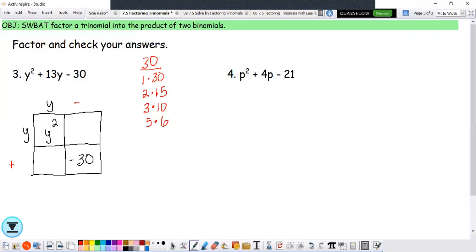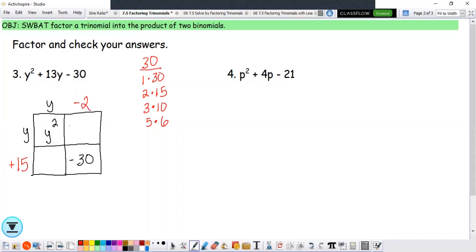Yeah, 3 plus 10 does give me 13, but remember, we need one of them to be negative and one of them to be positive, since the 30 here is negative. If we use 3 and 10 and they're both positive, we won't get a negative 30. So we need to go with the 2 and the 15. Now keep in mind, we want a positive 13. So I believe we want a positive 15 and a minus 2 to make that happen.